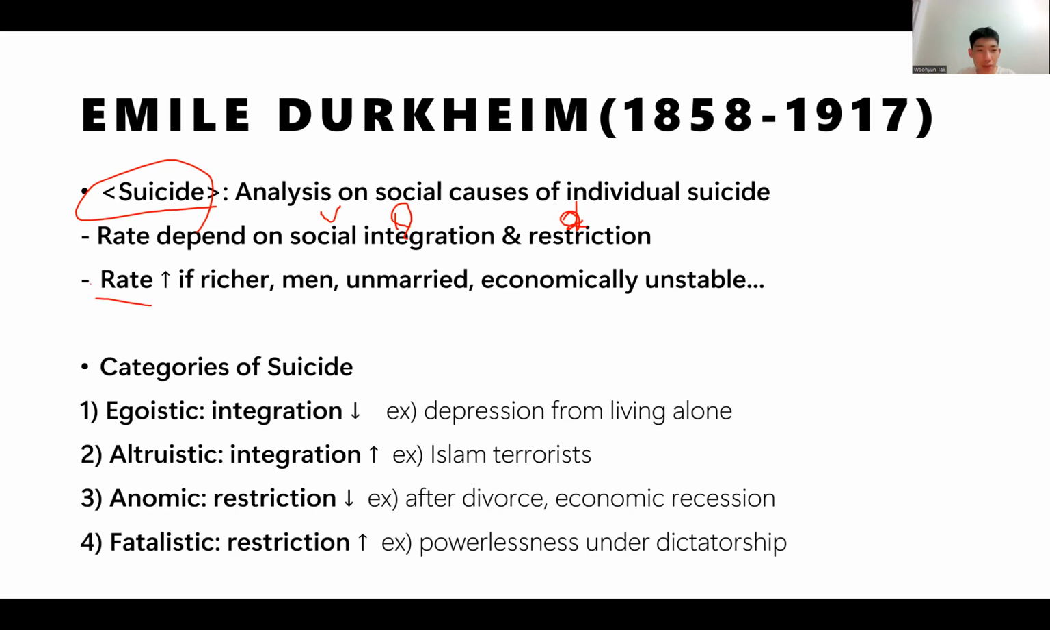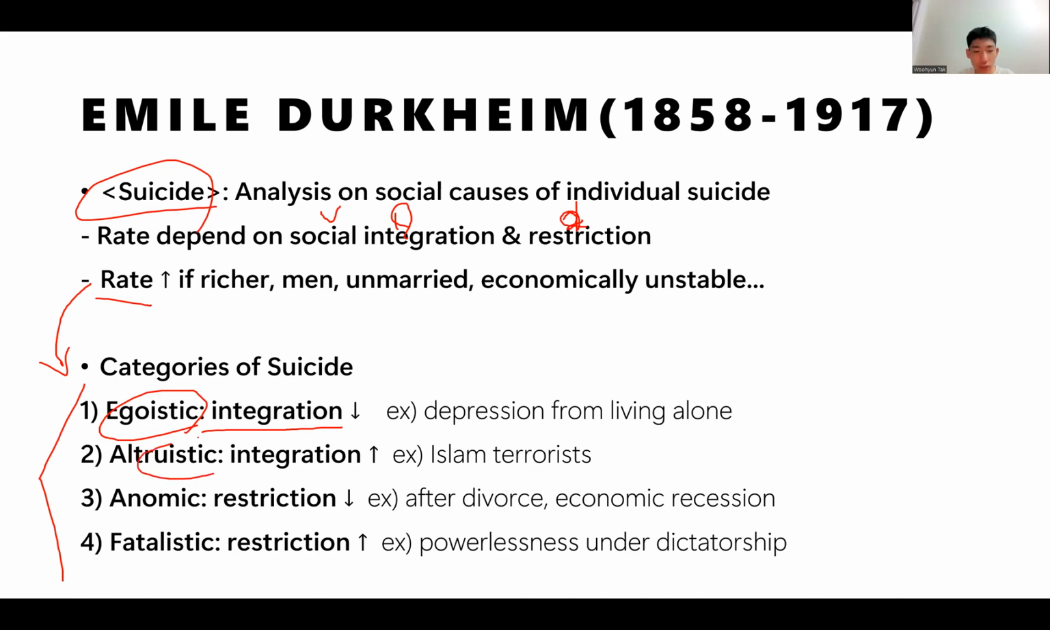Then why did it happen? He categorized it into four things. So there are four types of suicide. First one is egoistic suicide. This happens when there is less integration in the society. For example, nowadays there are lots of people who live alone, and they easily feel loneliness and fall into depression, which leads to suicide. So because people are separated and do not interact or integrate with each other, the rate will increase. So this is called egoistic suicide.